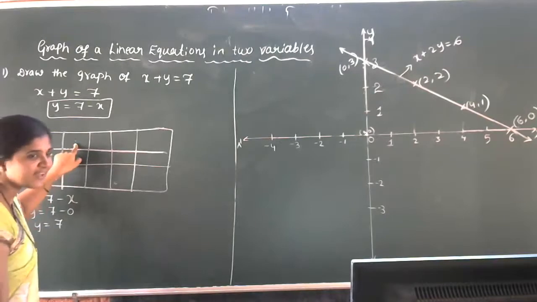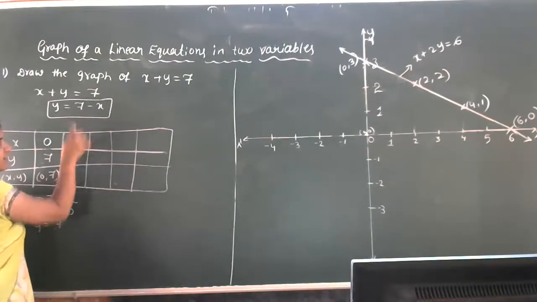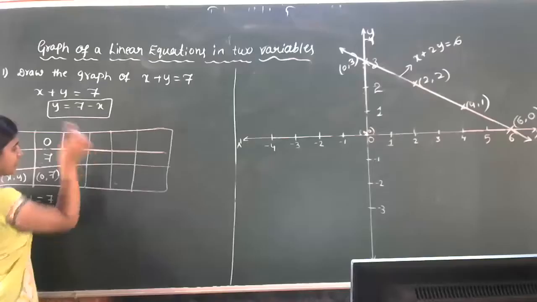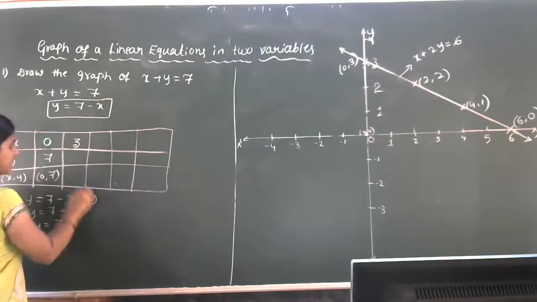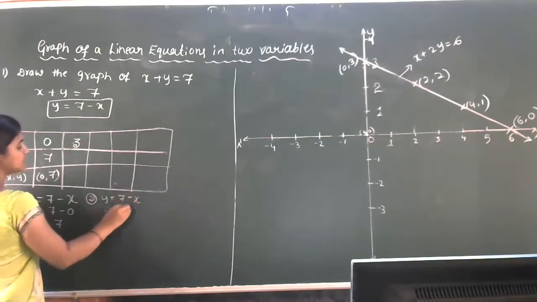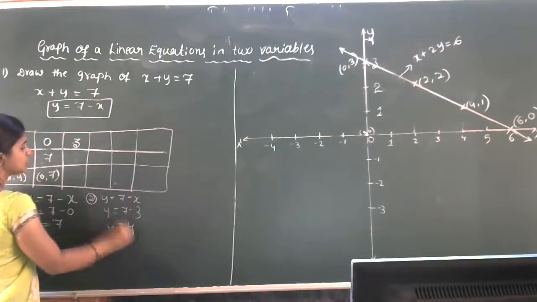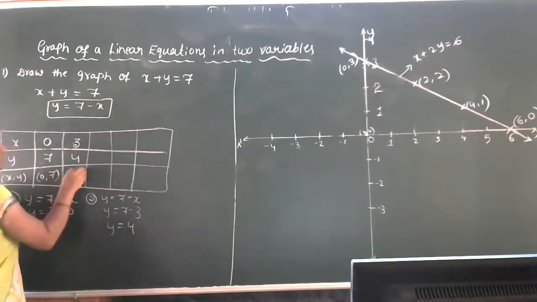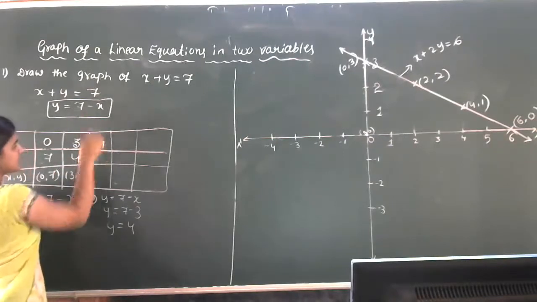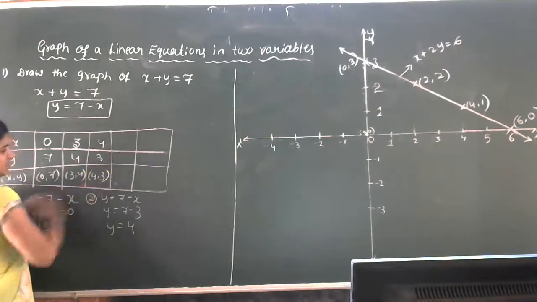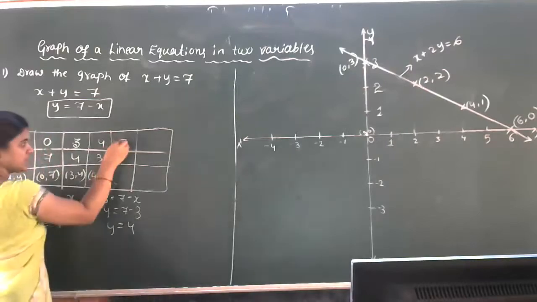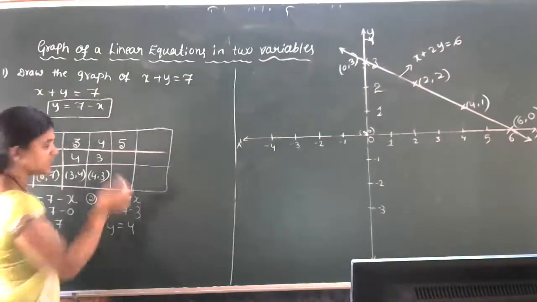Let's take 3. Yes, I'll start with 3. x is 3, y is equal to 7 minus x, that is y is equal to 7 minus 3, y is equal to 4. (3, 4) is one solution. Next I take 4: 7 minus 4 is 3, that is (4, 3), another solution. Now I have two solutions.